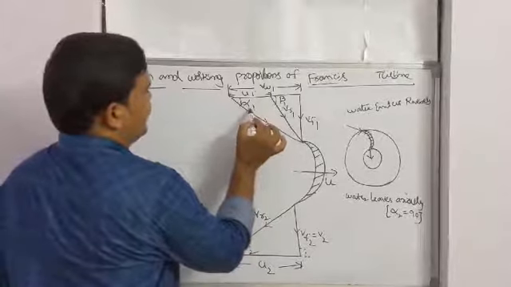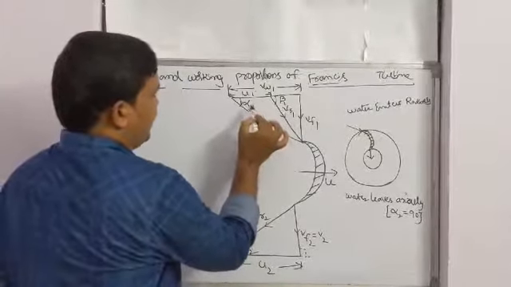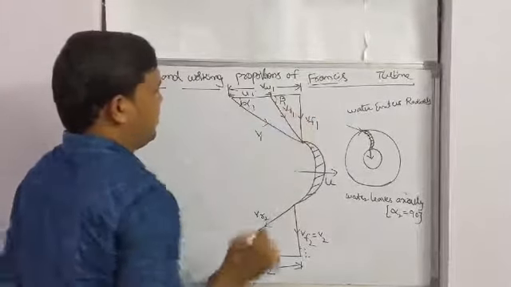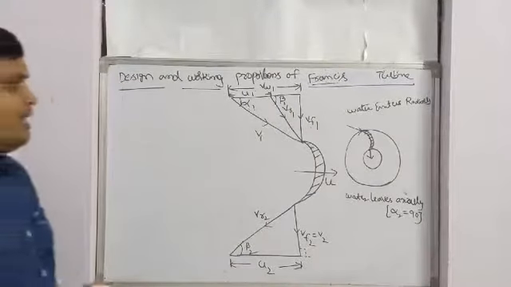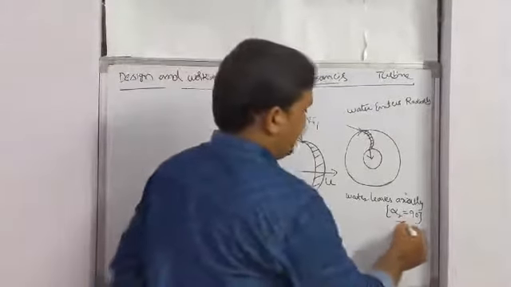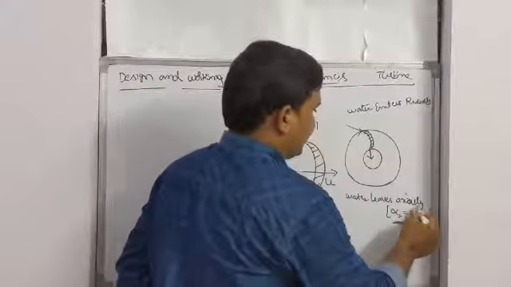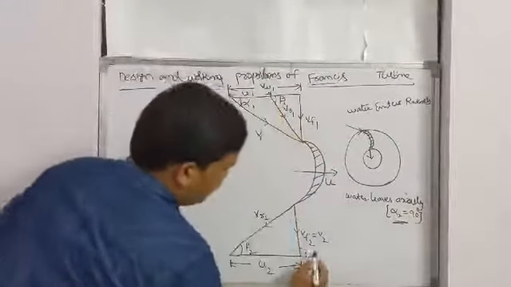So the water enters at an angle alpha 1. This is a blade angle. Whenever the water leaves axially, the water leaving angle is 90 degrees. The 90 degrees means this is a 90 degree angle.